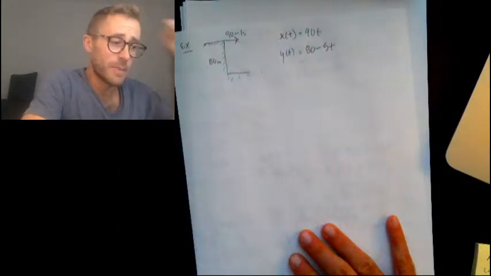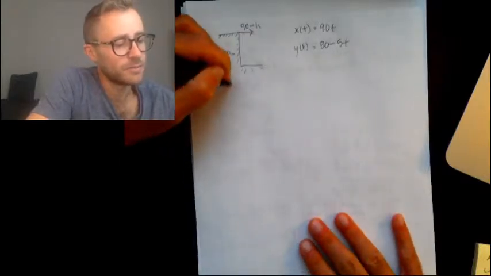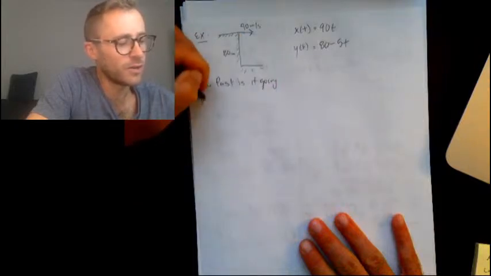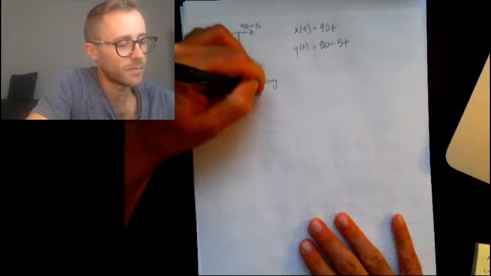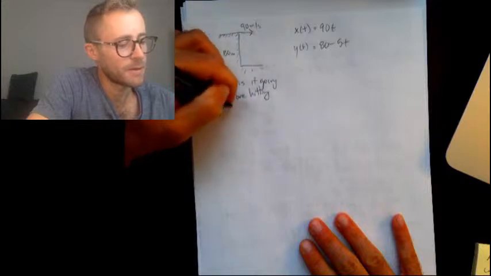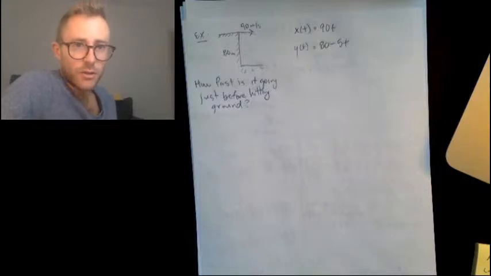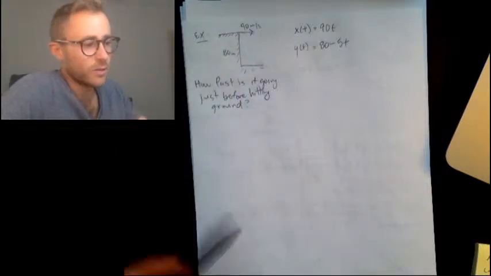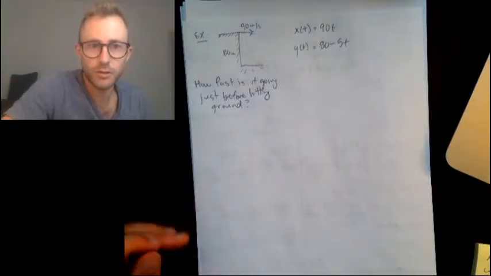So my question is, how fast is it going just before hitting the ground? How fast is this projectile going just before hitting the ground? Now, if you took my class last year, you know that you could use conservation of energy. You could say the projectile starts out with gravitational potential energy and kinetic energy, and just before it hits the ground, it has only kinetic energy, so you could set up a conservation of energy equation and solve it.